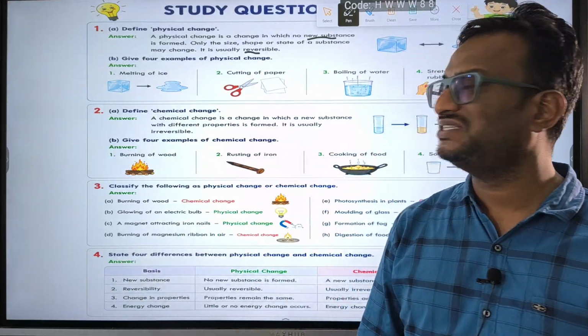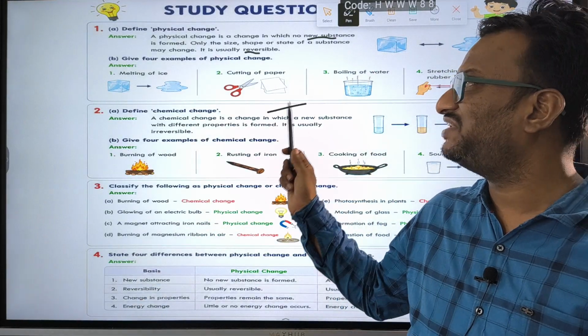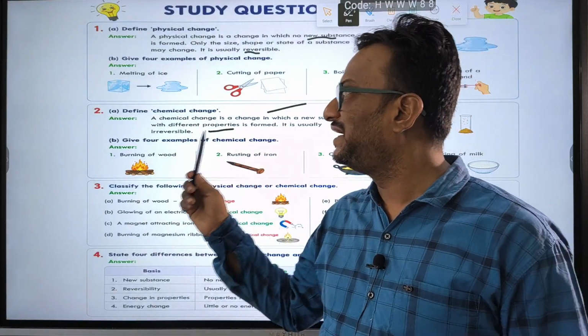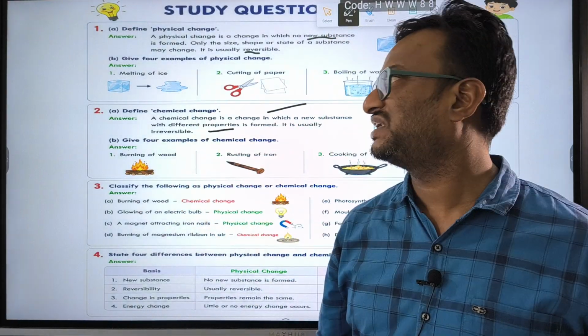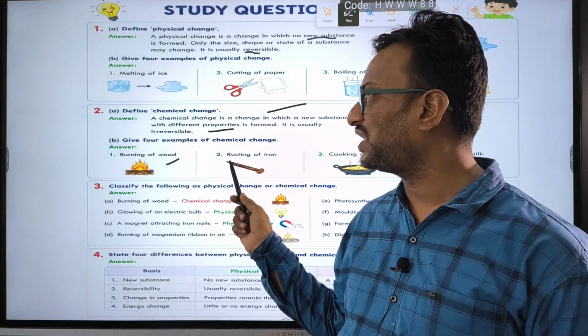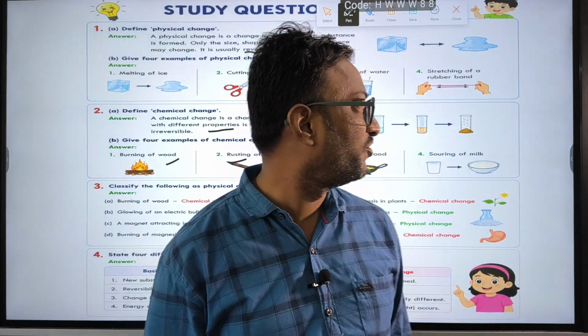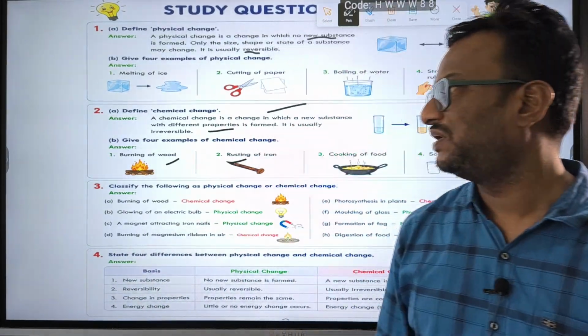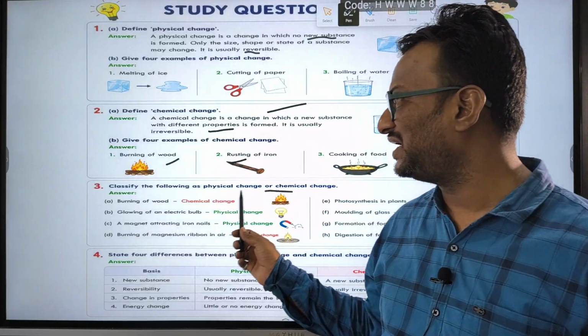Define a chemical change. A chemical change is a change in which a new substance with different properties is formed. It is usually not reversible, it is irreversible. Give 4 examples: burning of wood, rusting of iron, cooking of food, and souring of milk is the best example.